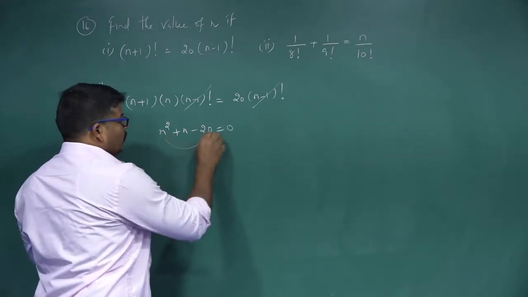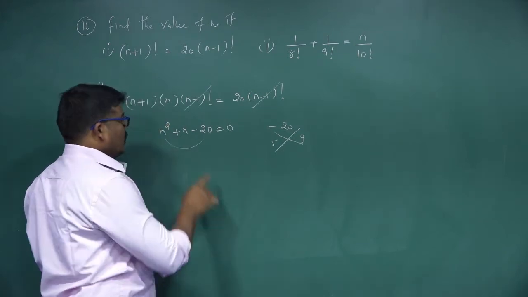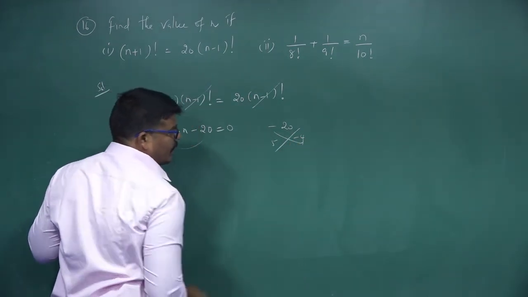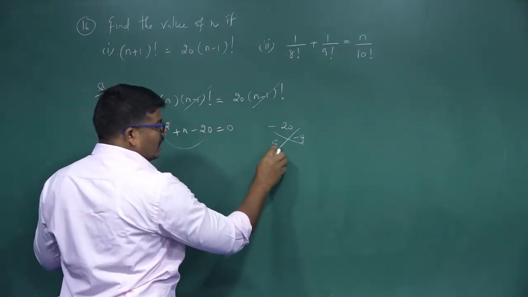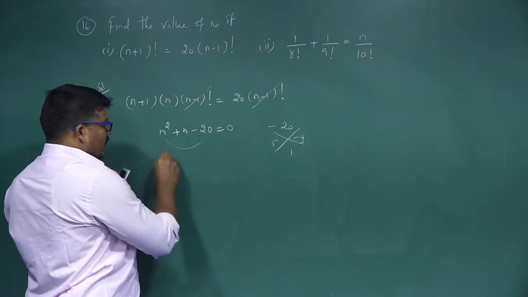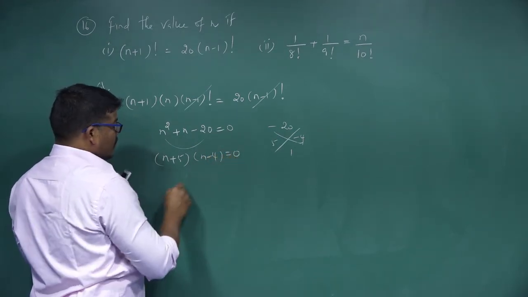Now factorize minus 20. 5 fours are 20. The middle value is positive, and the smallest value is negative. 5 into minus 4 is minus 20. Add the two values: 5 minus 4 is 1. So the factors are (n plus 5) into (n minus 4) equal to 0.